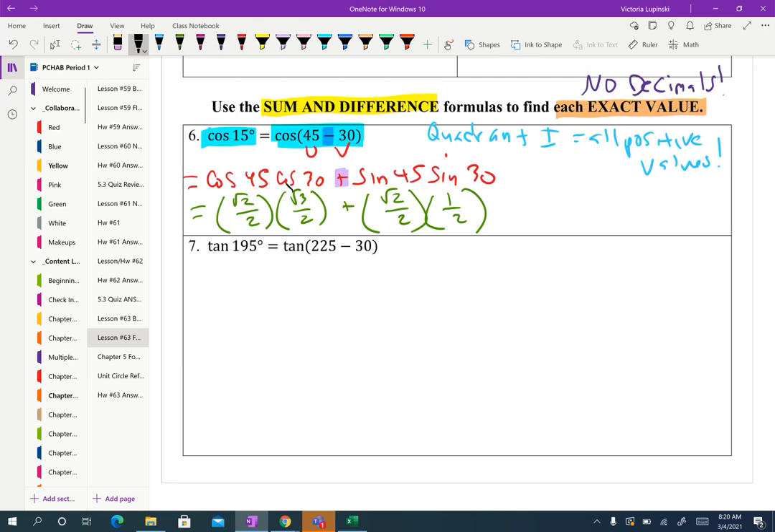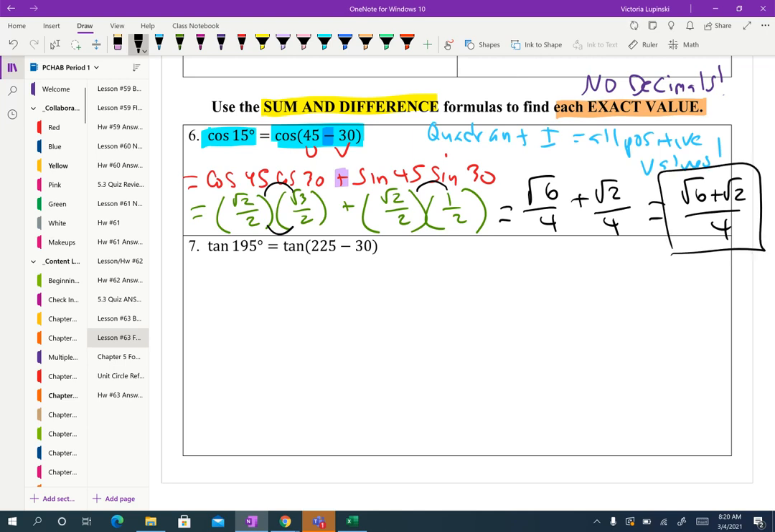So when you multiply the square root of 2 over 2 times the square root of 3 over 2, you're going to get the square root of 6 over 4 plus 1 times the square root of 2 is the square root of 2. 2 times 2 is 4. You're going to get the square root of 6 plus the square root of 2 all over 4. And that's kind of weird and gross, but that actually is your answer. Again, when they say exact value, you have to make sure that you have no decimals. You have to have just some combination of radicals.